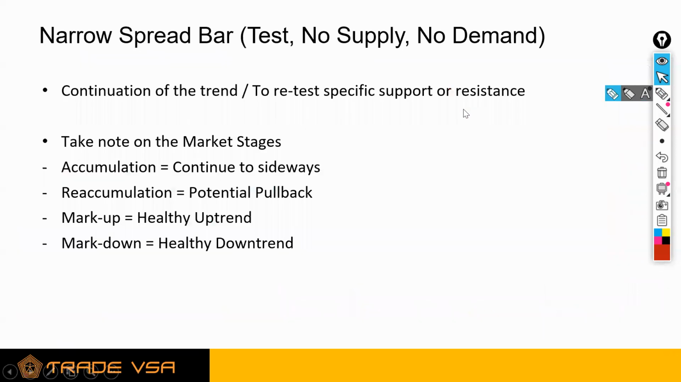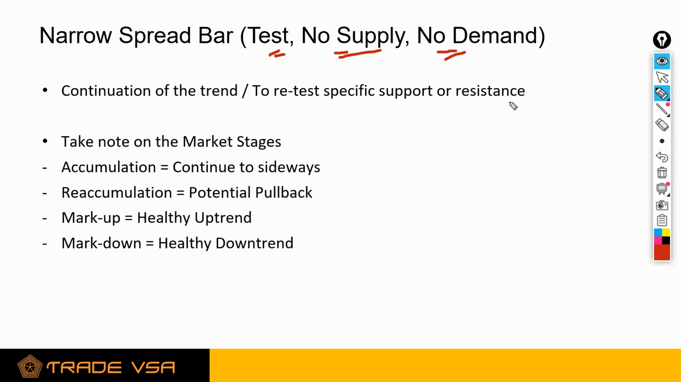Okay, now let's go to narrow spread bar. Wide spread bar, again, doesn't matter up bar or down bar. Its information tells that there is a specific trend going to change soon, or maybe a characteristic behavior going to change soon. So for narrow spread bar, we are referring to test, NS, or no demand.